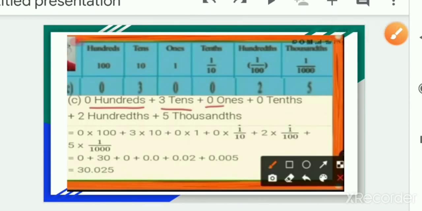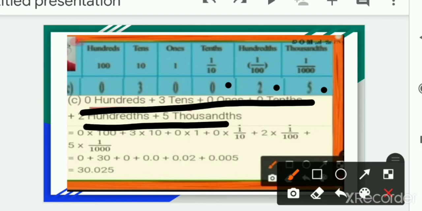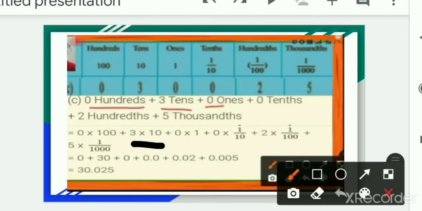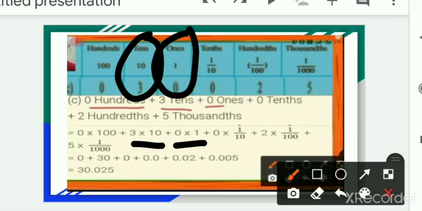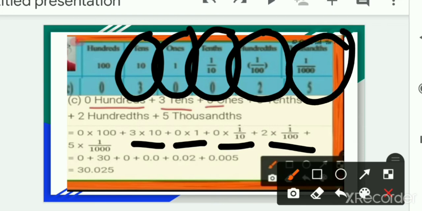Okay, now we have the next question. We have 0 hundreds, 3 tens, 0 ones, 0 tenths, 2 hundredths, 5 thousandths. So how will we represent it? It is given 310, which means 3 is getting multiplied with 10. 0 ones means this 0 multiplied with 1. Then tenths is also 0, so 0 divided by 10, or you can write 0 also. Now it is telling 2 hundredths, which means 2 upon 100, plus 5 upon 1000.